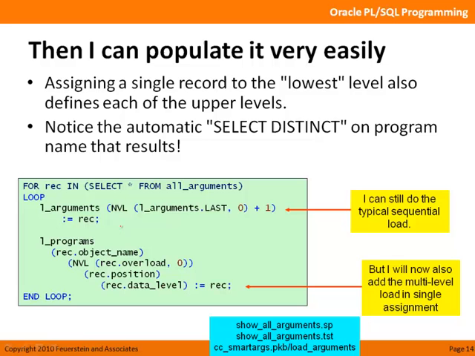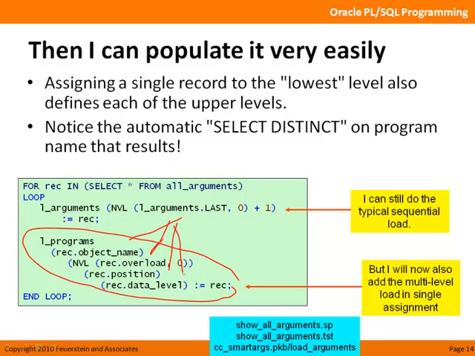So originally what I did was assign my record to my single level collection of records. That was certainly easy enough, and I added it sequentially to the list. But now what I'm going to do is take that same record and add it to my 4-level nested collection. So I use my record object name to specify the name of the object. My record overload is my overload number. The position is the position within the list, and the data level is my breakout level. So with this single assignment, it automatically populated across 4 levels of my nested collection.